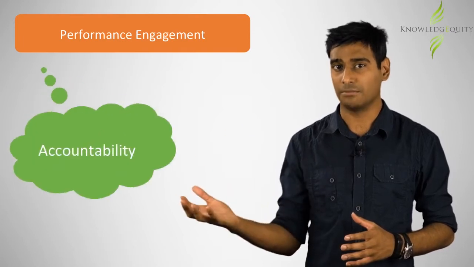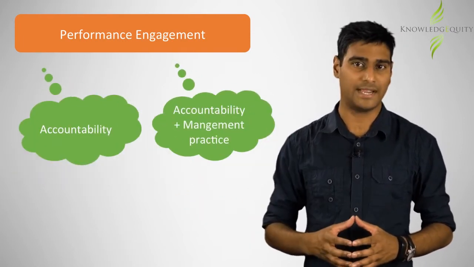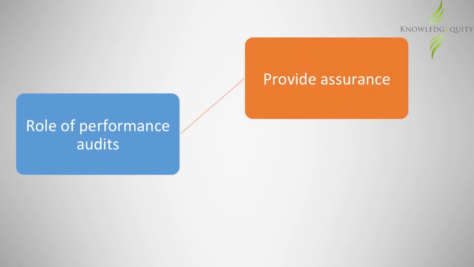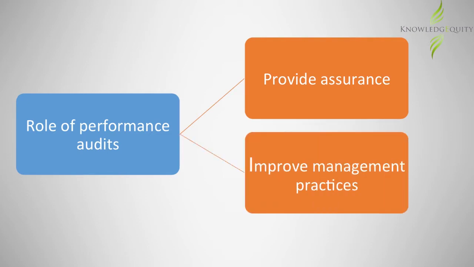focus on both accountability and management practice. So, performance audits serve two roles. The primary role is to provide assurance that an entity's management is economical, efficient, and effective, and that the internal controls relating to economy, efficiency, and effectiveness are sufficient. The secondary role is to improve management practices.